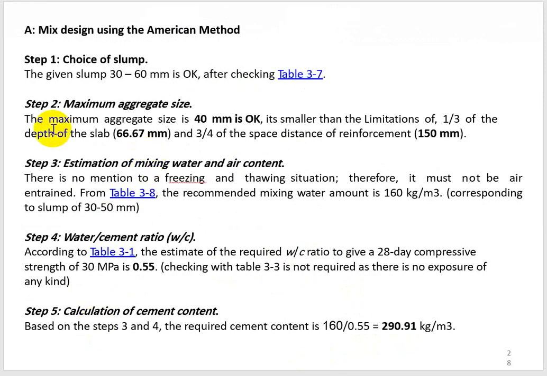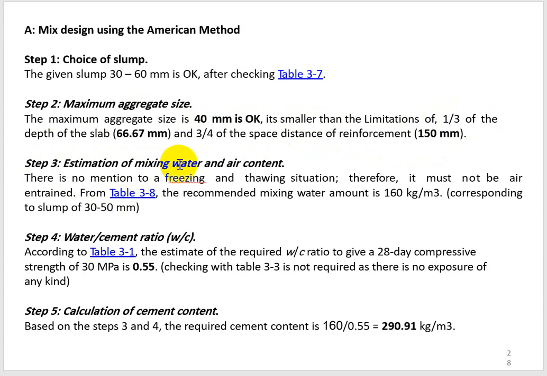We go then to check the maximum aggregate size, which is the same step we used in the previous example, and if you take the third of the depth of the slab and the 3/4 of the space distance between the reinforcement, that should be okay. So the 40 is okay.